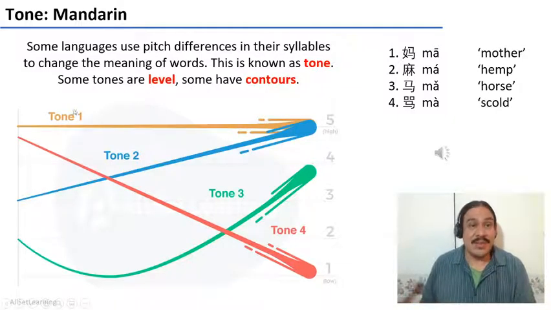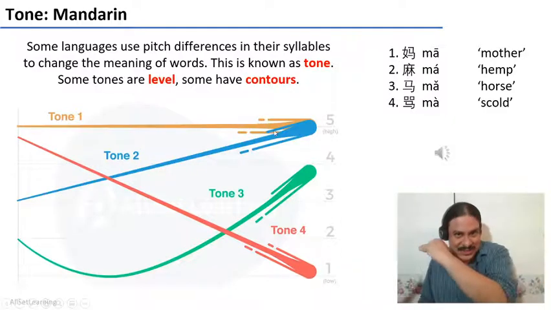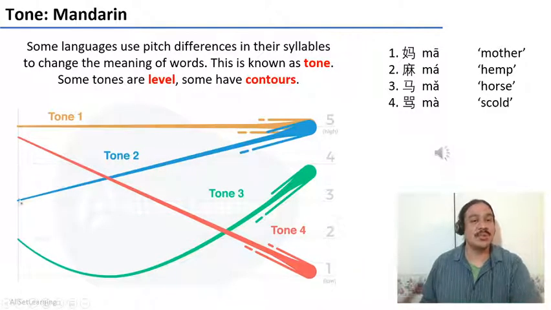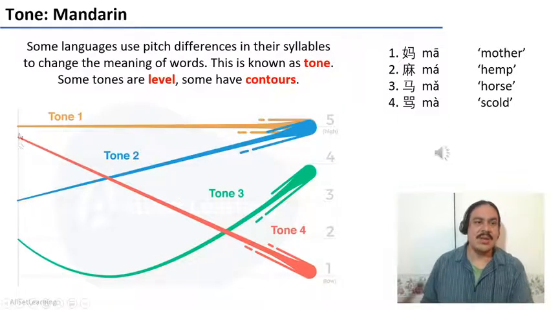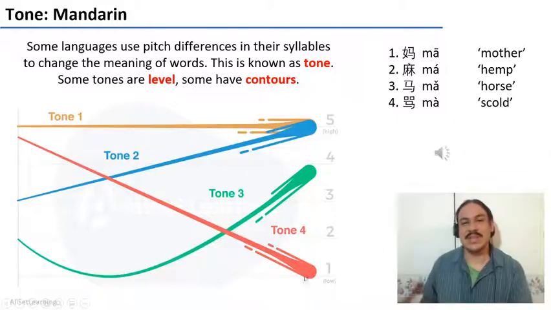Some tones are level in that their pitch remains level throughout the duration of the word. And there are tones that are called contour tones, where you start somewhere and you end somewhere else. In this example, tones 2, 3, and 4 are contour tones. For example, tone 4 starts at high and ends at low. So it has a contour in its trajectory.